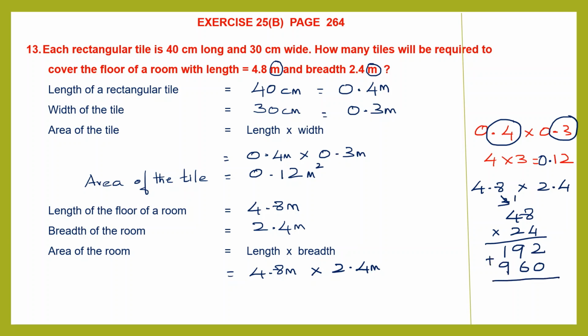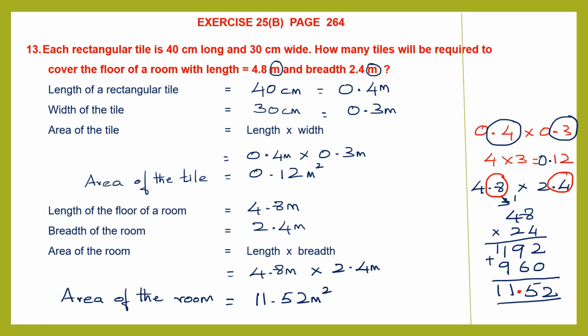So now let's add it up. 2, 9 plus 6 is 15, carry 1. 9 plus 1 is 10 plus 1, 11. So we get 1152. Now in the question there is 1 plus 1, 2 decimal places, so our answer also should have 2 decimal places. So this is 11.52 meters square.